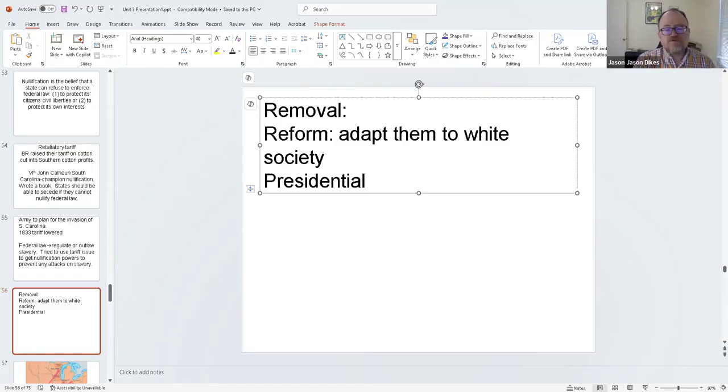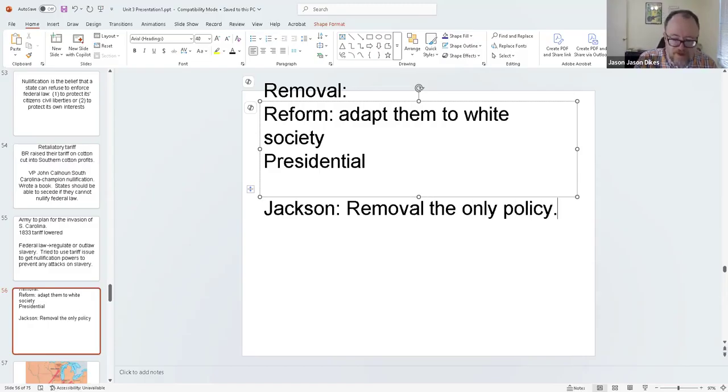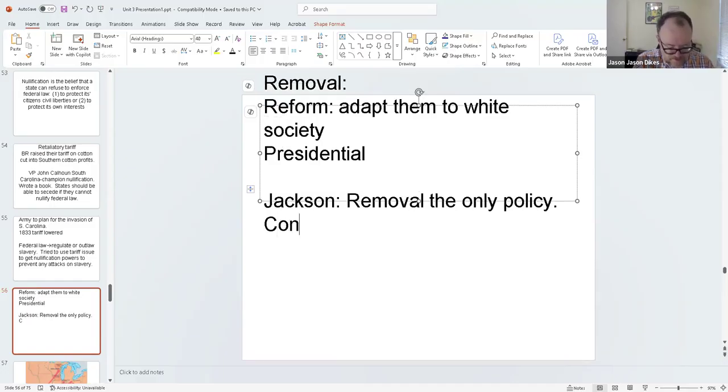What Jackson is going to do differently is, one, make removal the only policy. And second, make this Congress's issue to deal with, not the president's.